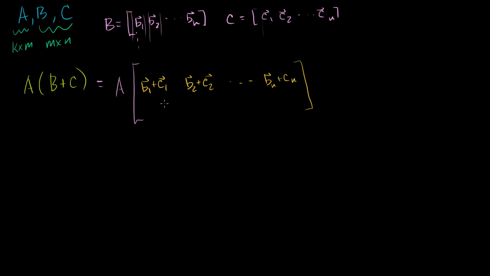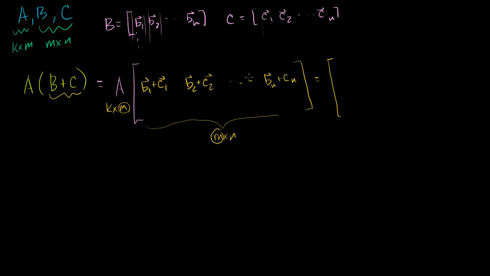Now, by our definition of matrix products, this product right here is going to be equal to the matrix where we take the matrix A and multiply it by each of the column vectors of B plus C, which, as you can imagine, are both m by n. In fact, they both have to have the same dimensions for this addition to be well defined. So this is going to be an m by n matrix. I already told you that A is a K by M. And we know this is well defined because A has the same number of columns as B plus C has rows.